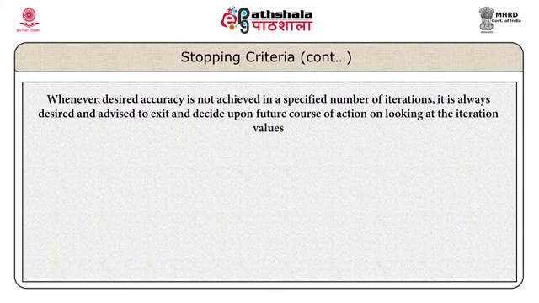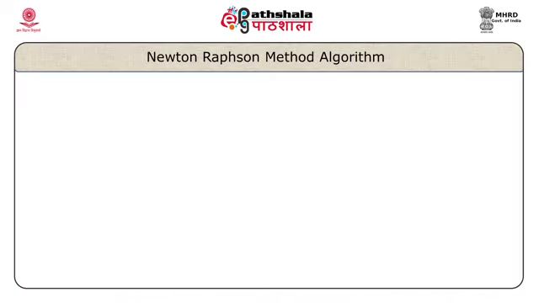In that case we exit, and by looking at the iterations we need to decide how to go ahead. Maybe a hybrid approach may be required: begin again with either the bisection or false position method to come sufficiently near the root, and once we have reached sufficiently near the root, then the Newton-Raphson can be employed to get faster convergence to the desired accuracy. So, let us look at the algorithm now of this Newton-Raphson method.